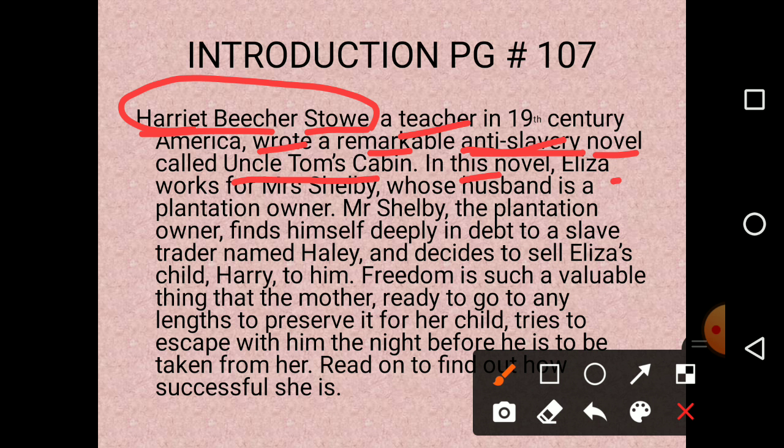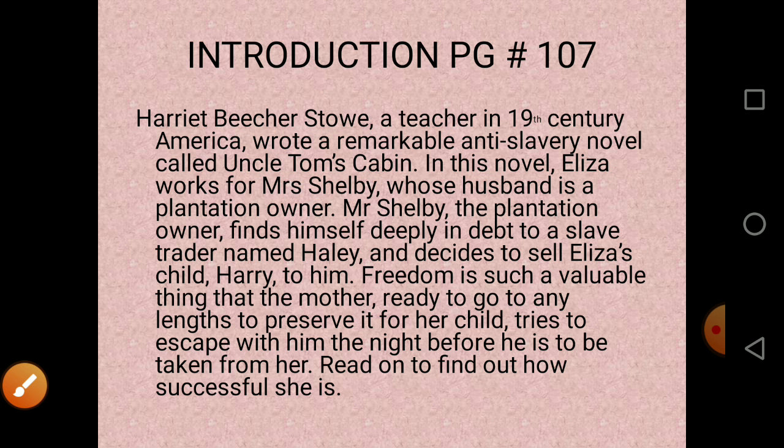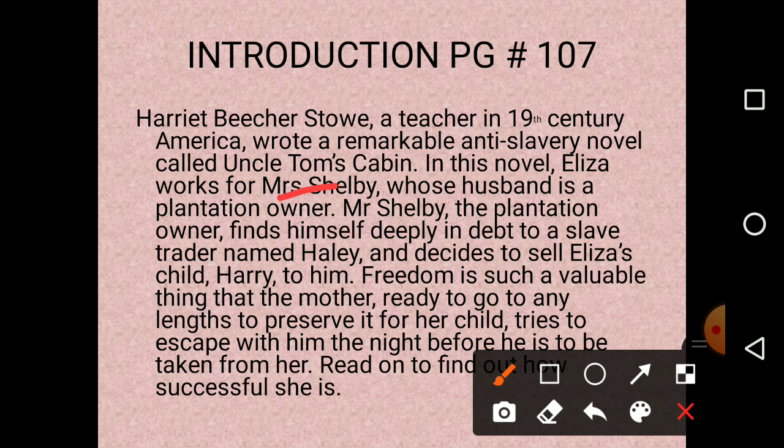In this novel, Eliza worked for Mrs. Shelby. Shelby is the name of the mistress. Master, mistress. The wife of master is mistress. Whose husband is a plantation owner. A plantation owner means he is the owner, Malik, of the plantation area where the plants are grown. So Eliza is actually working for Mrs. Shelby, okay? And Mrs. Shelby's husband is a plantation owner.